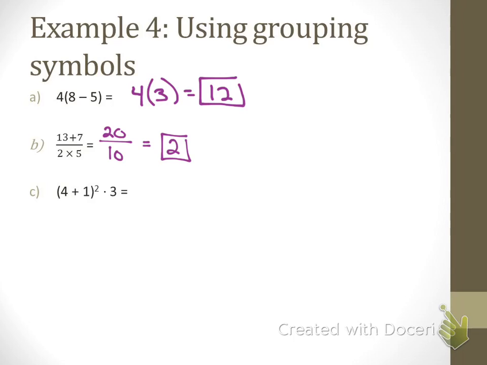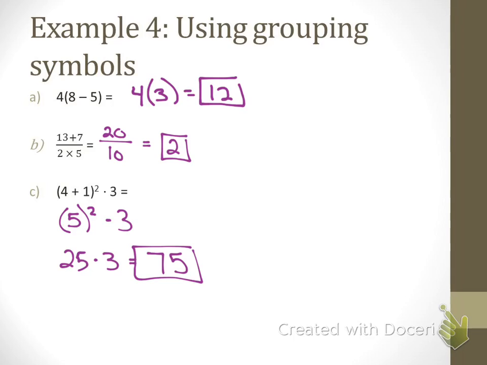All right, I want you to try to solve C on your own. Okay, so I do what's in parentheses first, 5 squared times 3, 25 times 3 is 75. Did you get it? All right, good job.